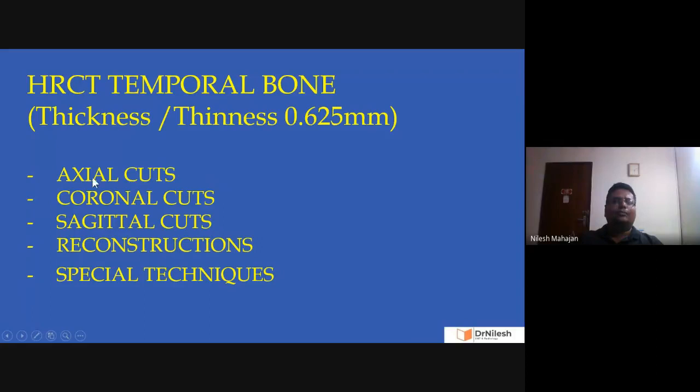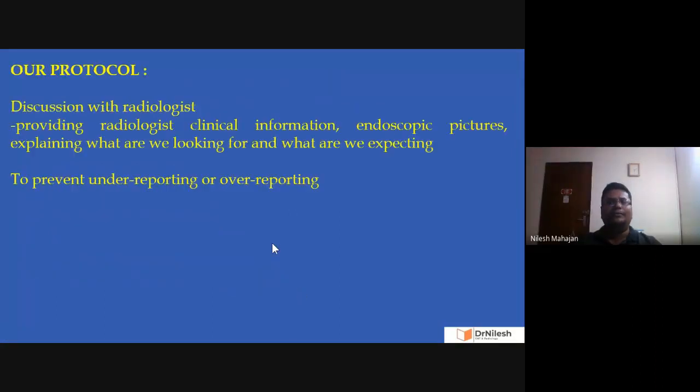HRCT temporal bones are taken in axial cuts, then reformatted in coronal and sagittal planes, and some reconstructions are done depending on what you are looking at. If you are looking at the ossicular chain, then maximum intensity projection will be used to reformat the middle ear and inner ear structures, along with some special techniques. Special techniques means the use of contrast dyes and MRI if indicated.